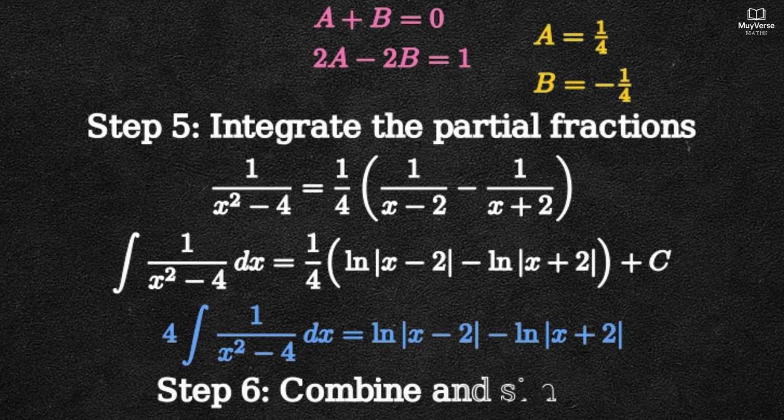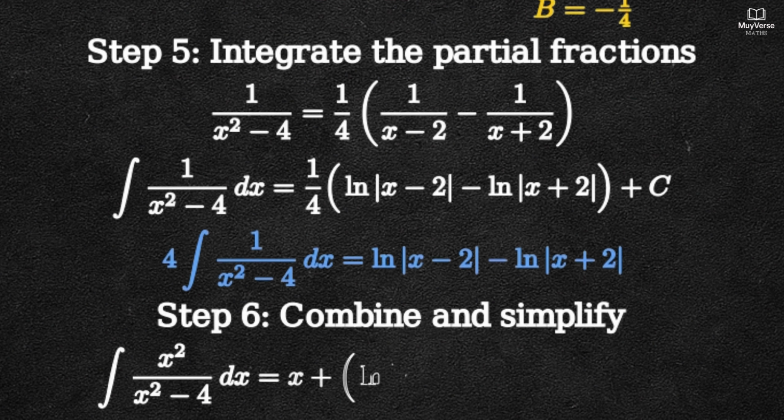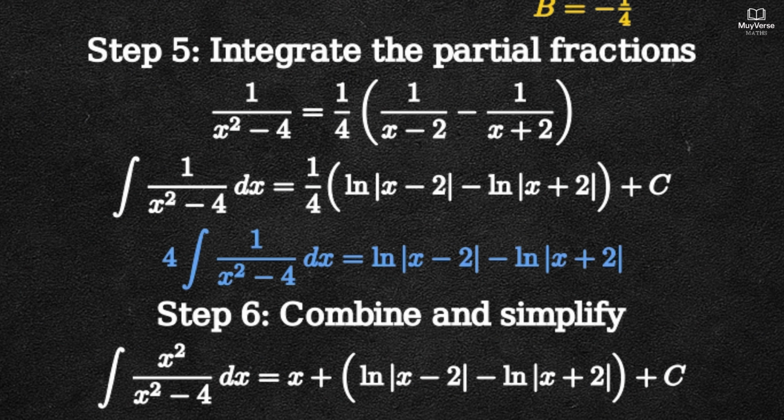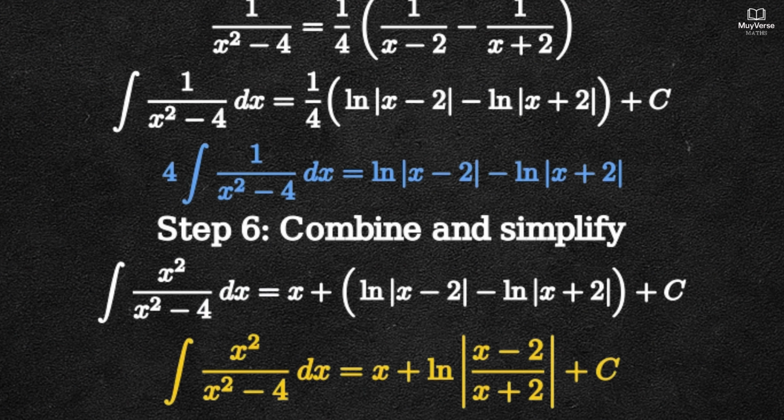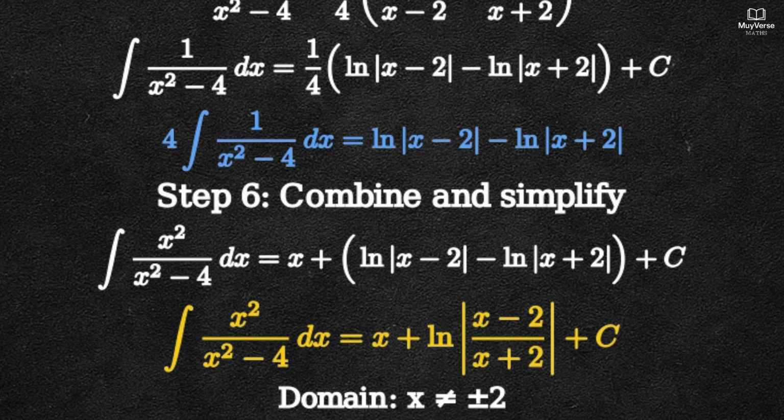Step 6. Combine all parts. The original integral equals x plus the log difference plus a constant. Using log rules, we can combine the logs into a single logarithm: x plus the natural log of the absolute value of the fraction (x minus 2) over (x plus 2) plus C. Remember the domain restriction from the original integrand, x is not plus or minus 2.